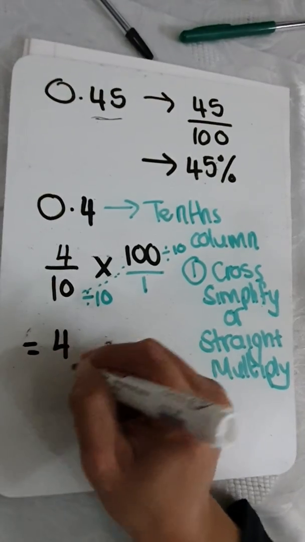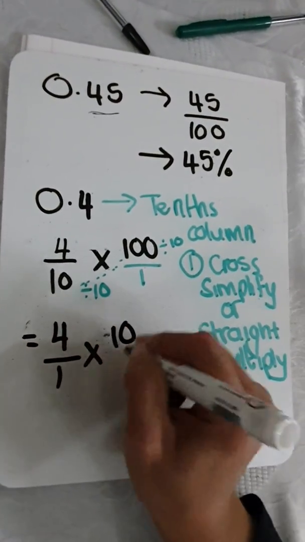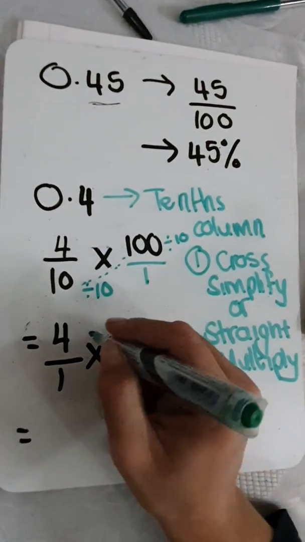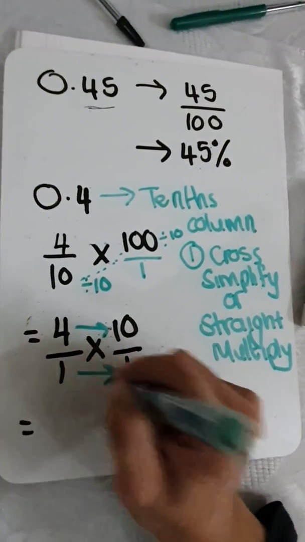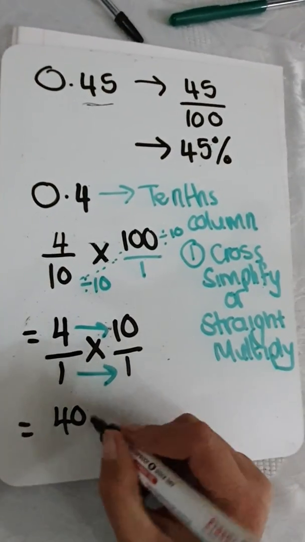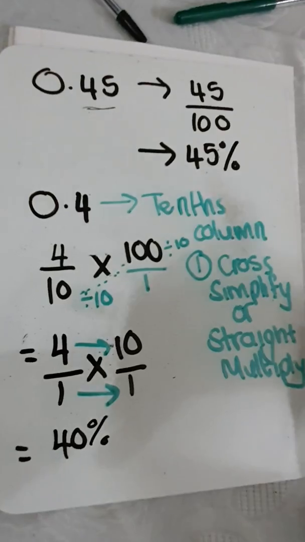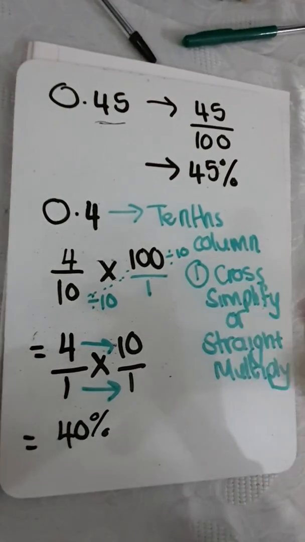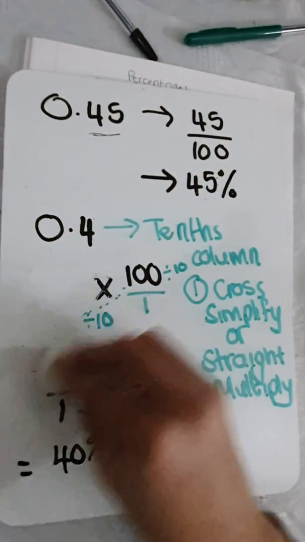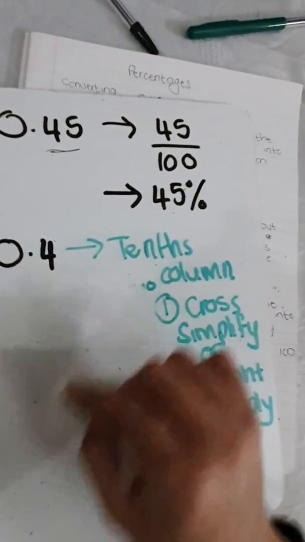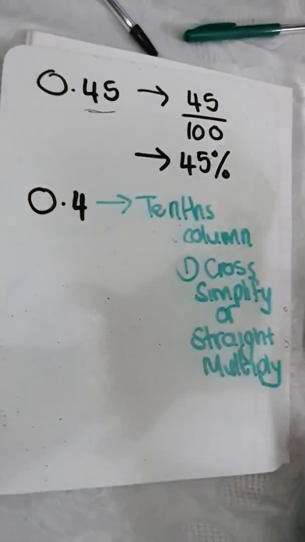That then leaves me with 4 over 1 times 10 over 1. And then in my final step, because I now have smaller numbers, I will do straight multiplication. So 4 times 10 gives me 40, and 1 times 1 is 1. Therefore, my percent in the end is 40%. That was very simple. If we are to use 3-digit numbers, I would follow a similar process by first converting that number into a fraction, and then multiplying it by 100.